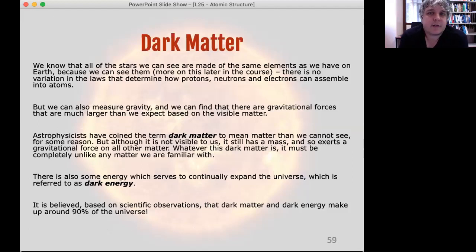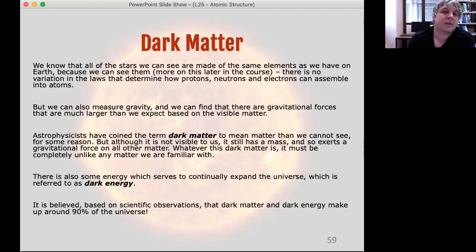The other type of exotic matter we're going to talk about is dark matter. Dark matter is an interesting one. We know that stars are made of elements we have here on Earth because we can see the stars. We can do some analysis on the light coming from them, which we'll mention later on in the course, and we can tell what elements the stars are actually made of.